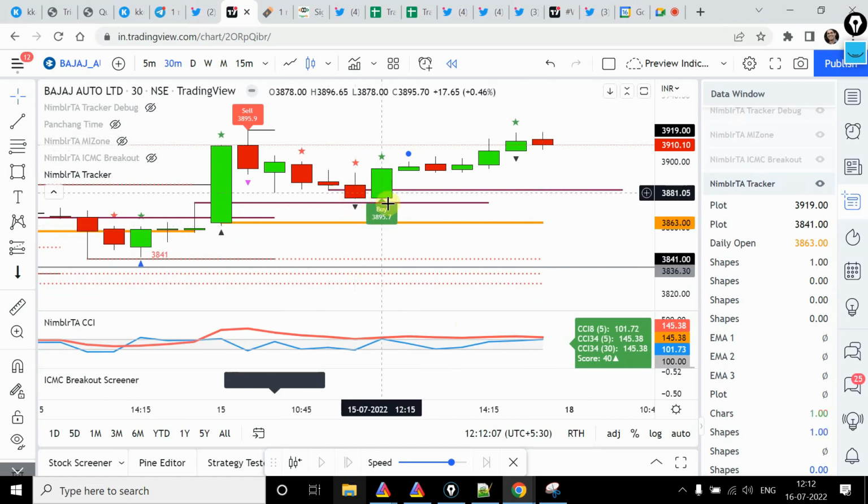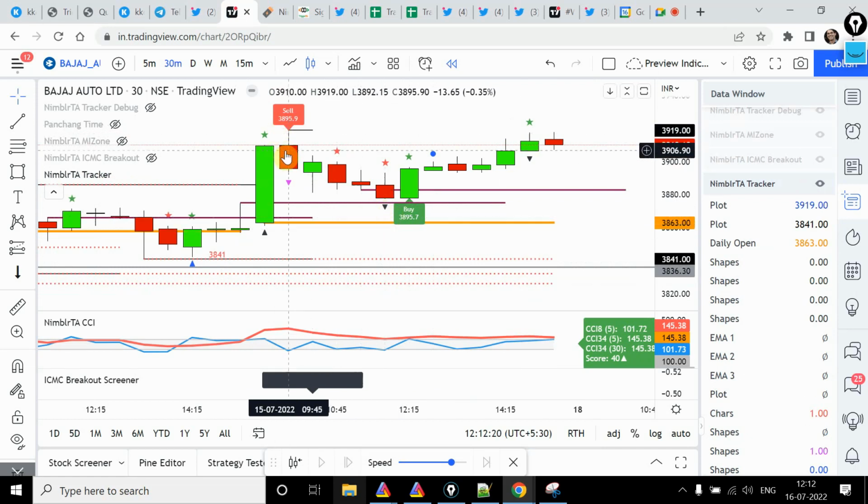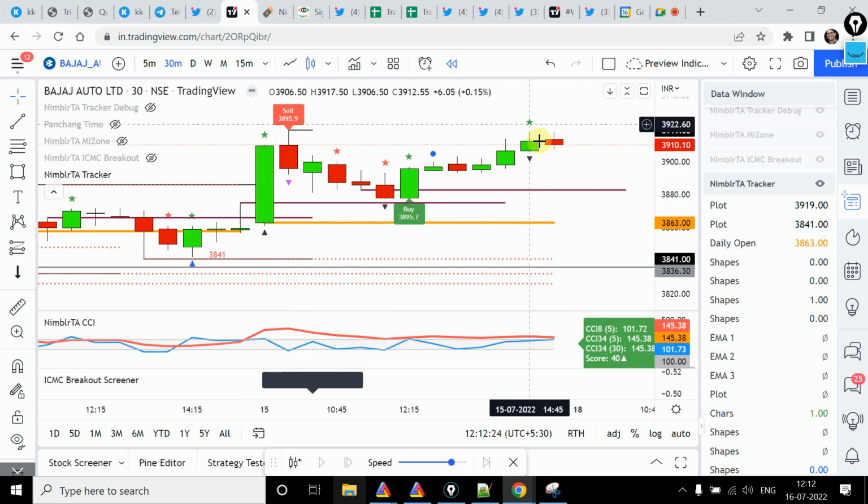So if you see this ICMC on the downside, this ICMC which gave me a level over here, that has been changed by an aura constant over here. So it gave me a sell. I went on the sell side over here. It gave me a buy, and since then I am on a buy signal.